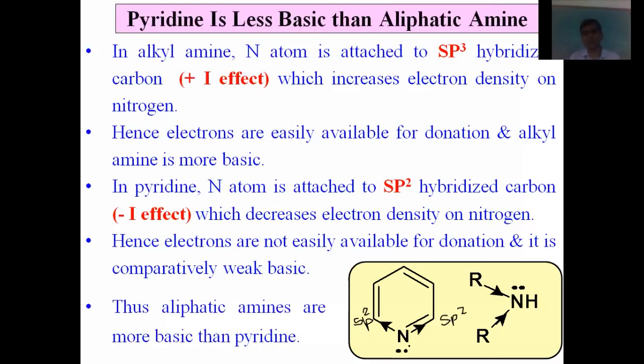Okay, this is just about the basic nature of pyridine. In basic nature we studied 3 points. First, how pyridine is basic in nature, then second, the comparison with pyrrole. Actually it is more basic than pyrrole, and then the third is that pyridine is less basic than aliphatic amine. Okay, we have studied how it is less basic than aliphatic amine. Okay, this is just about the basic nature of pyridine.